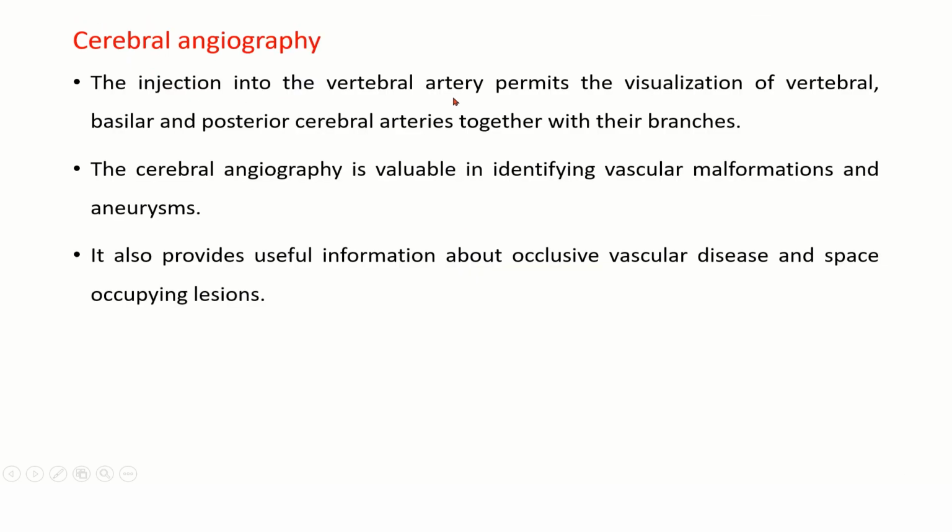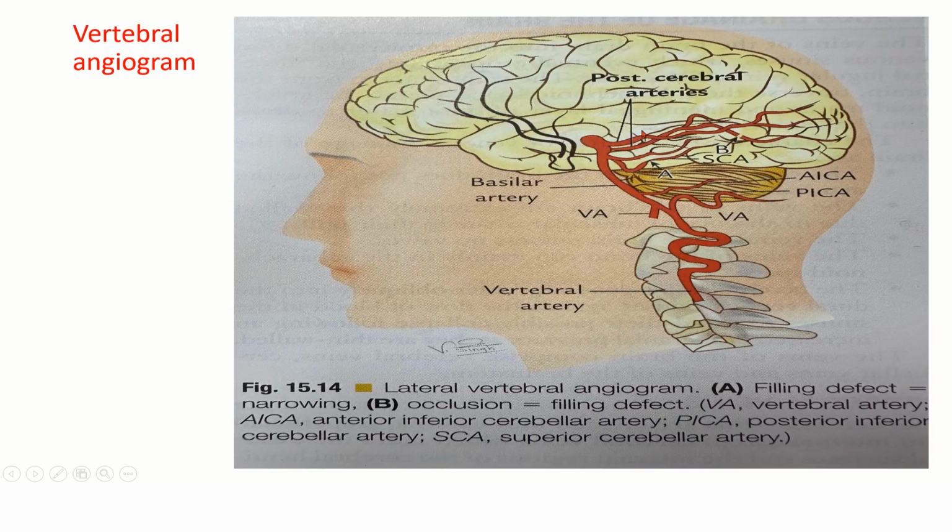The injection into the vertebral artery permits the resolution of the vertebral, basilar, and posterior cerebral arteries together with their branches. Cerebral angiography is valuable in identifying vascular malformations and aneurysms. It also provides useful information about occlusive vascular disease and space-occupying lesions. You can see here a vertebral angiogram. You can see the posterior cerebral arteries. You can see the narrowing here, and you can see a block here.